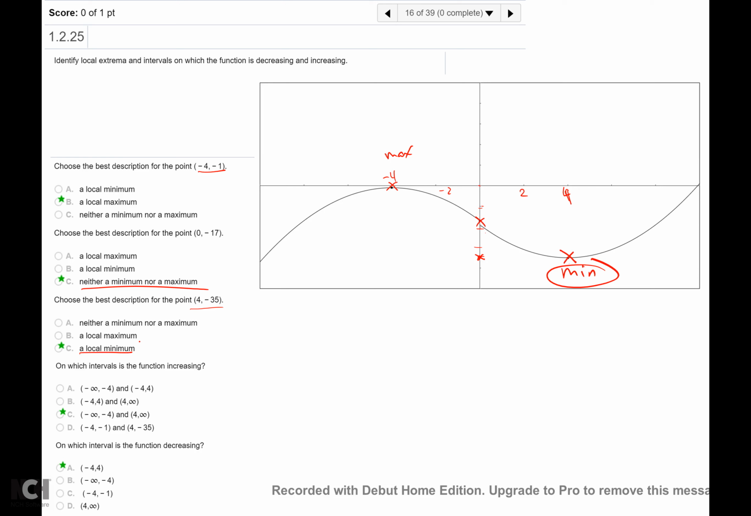Then it says on which intervals is the function increasing? Well, it's coming up until this point, and then it's also going up at this point. So it's going from negative infinity to negative 4, and then from this point, 4 to infinity. Decreasing would be, change colors, this section here, which would be from negative 4 to positive 4. Okay?